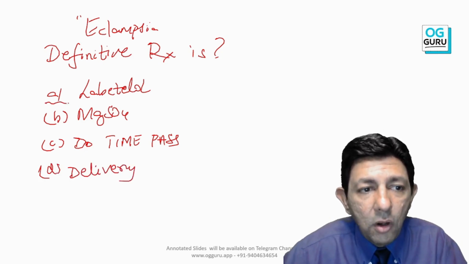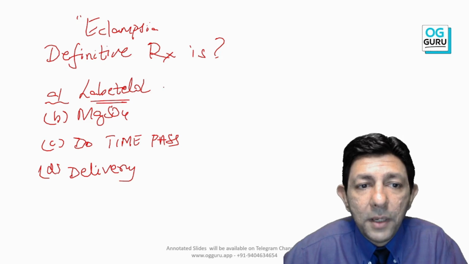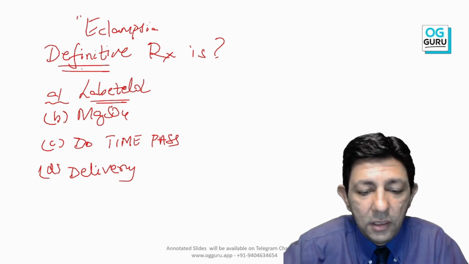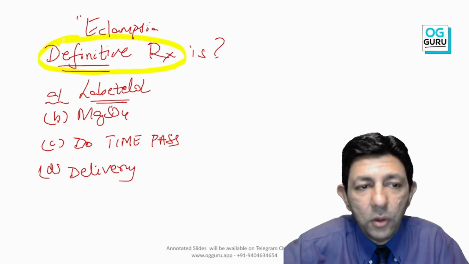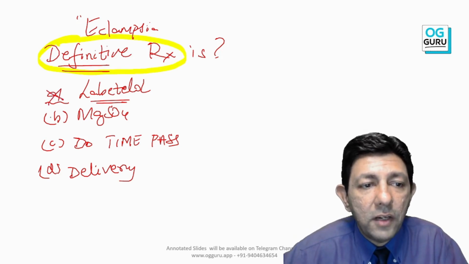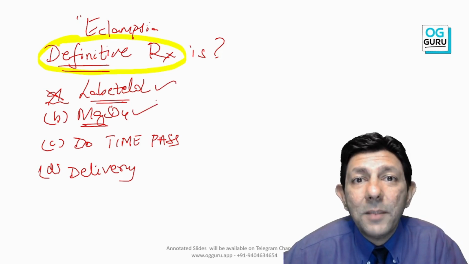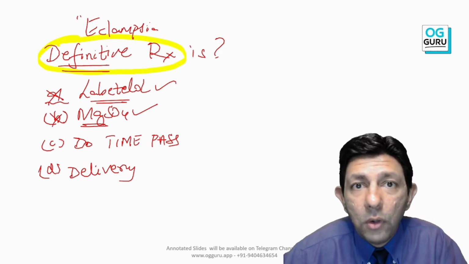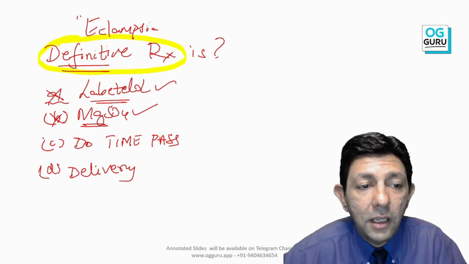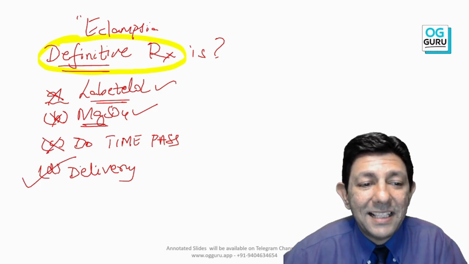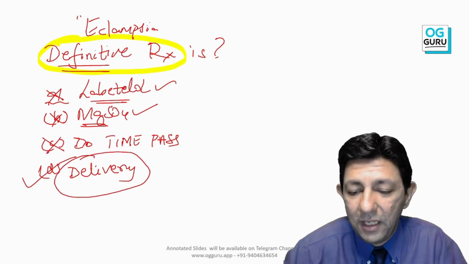So labetalol, of course sir, I will give to control the blood pressure, but labetalol is not the definitive treatment. The important part is definitive treatment. Of course magnesium sulfate will also be given, but magnesium sulfate is only to stop the convulsion, prevent further convulsion. Please don't do time pass, you'll have to go to jail. In a patient of eclampsia, if you do time pass, you'll have to go to jail. So please don't do time pass. Yes sir, delivery is the definitive treatment.